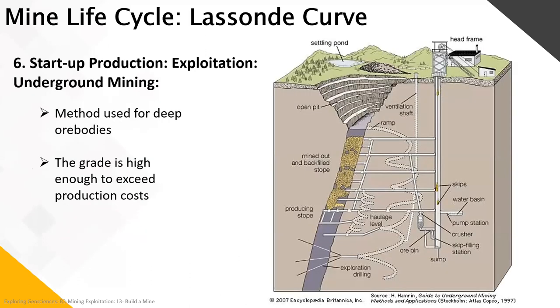So here is an example of an ore body that has been mined up to a limit using the open pit. Maybe the exploration team went deeper and found new zones. So it was chosen to add a ramp from the bottom of the pit, to do a spiral ramp, but also to add a shaft and some drifts to reach lower, deeper levels. So the grade has to be high enough to exceed production costs. That also is important.